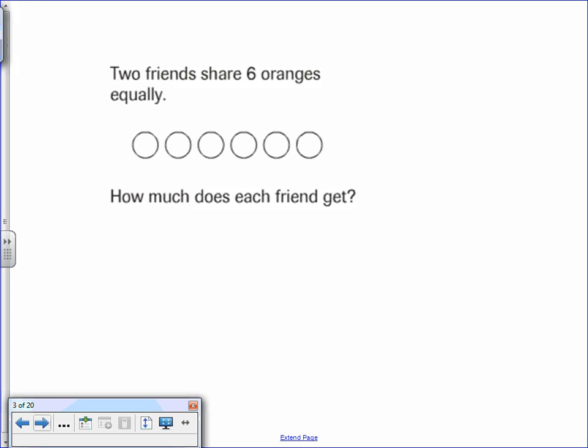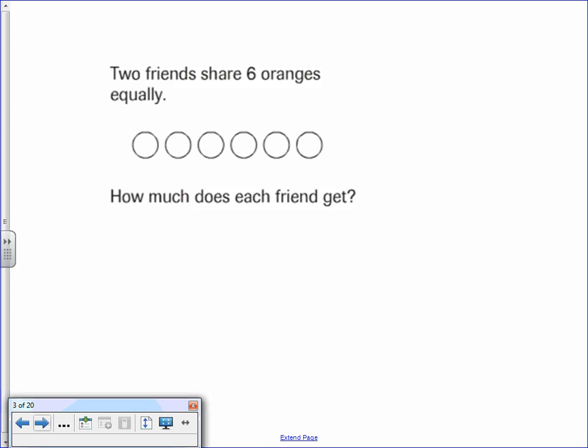2 friends share 6 oranges equally. How much does each friend get? So I'm going to explain this one too, and then you can try one of the next ones. There are 2 friends, they are sharing 6 oranges. Do I have more or less oranges than I have people sharing them? More oranges than people sharing them, or less oranges than people sharing them? Abby? I have more oranges because I have 6 oranges and 2 friends.